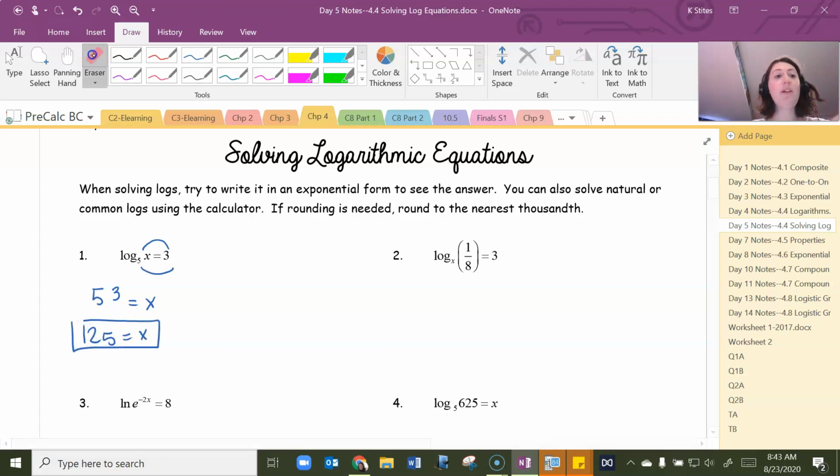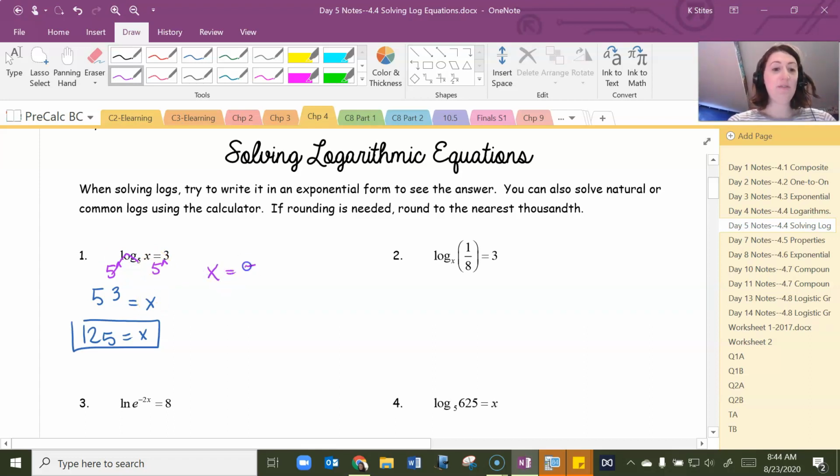Some people may choose to do something called exponentiating, which is not something I usually use, but it's completely fine. Basically, you take the base and you make these guys the exponent. The 5 to the log base 5 cancels, and we end up getting x equals 5 to the third, which again is just the same thing as we had before.